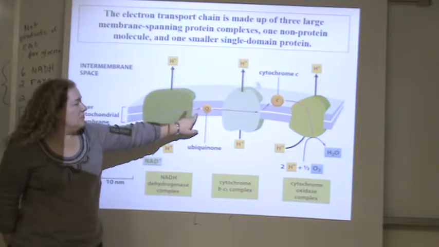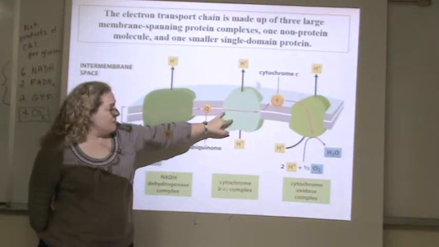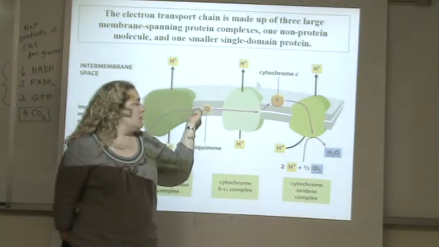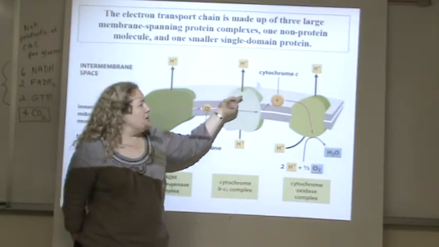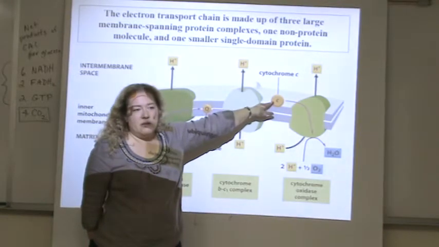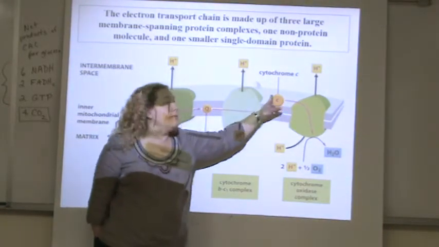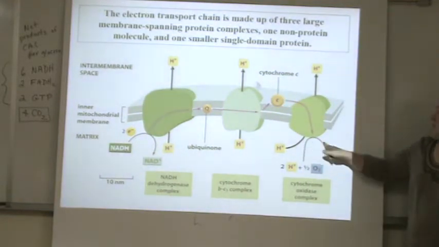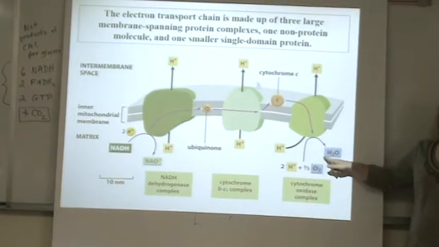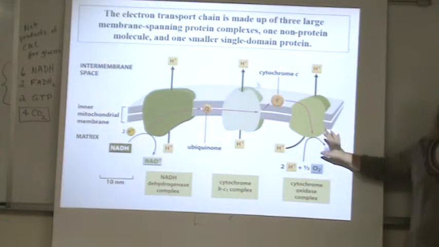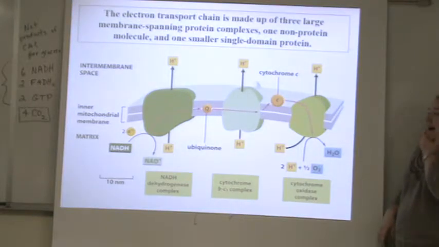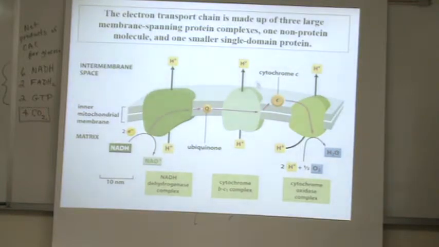Ubiquinone is a small molecule, not a protein. Cytochrome BC1 complex receives electrons from ubiquinone, donates to cytochrome C. Cytochrome oxidase picks up electrons from cytochrome C, and this one is going to be passing electrons on to oxygen also. This is the end of the line for the electrons. And that's our electron transport chain.